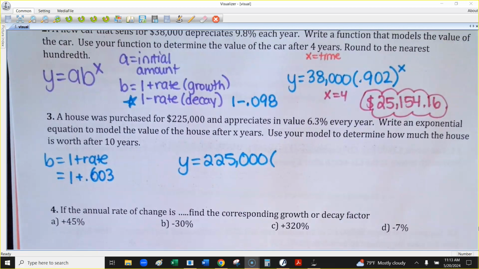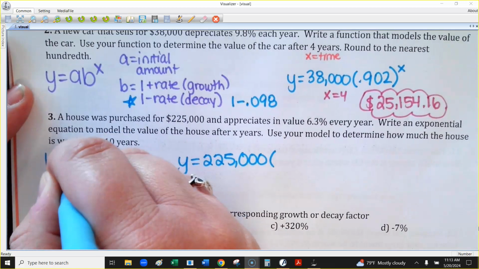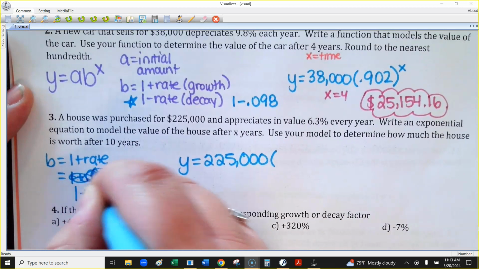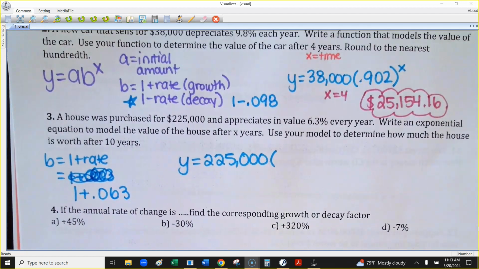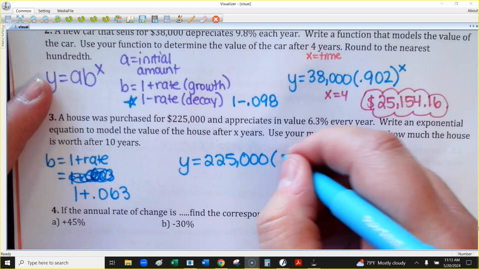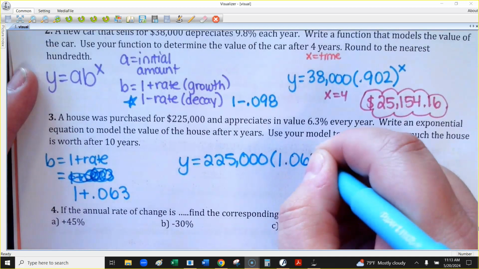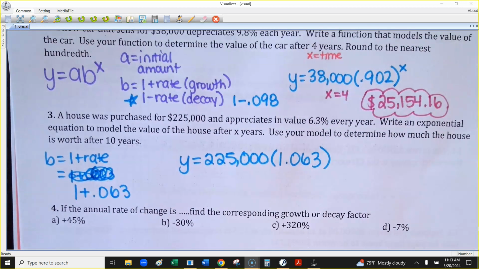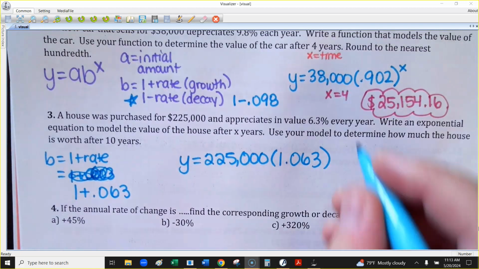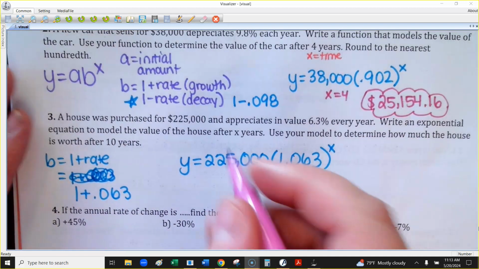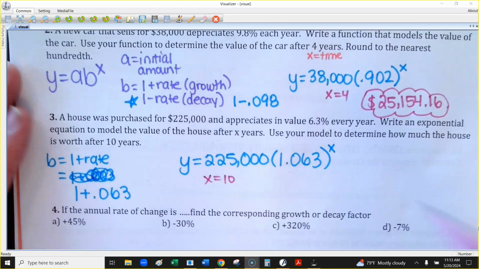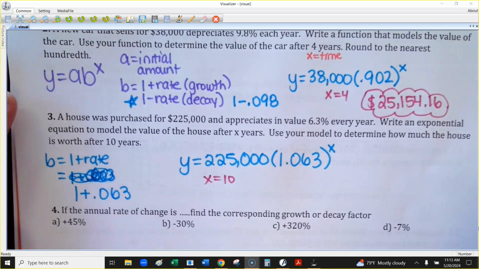So it's 1 plus, sorry, I just wrote that totally wrong. Okay, 0.063, my fault. I mixed the 0 and the 6 up. So this would be 1.063. That value in the parentheses, that's your b value. If that's bigger than 1, that's going to indicate to you that you have growth. And a general model would just have x as the exponent. This says how much is the house worth after 10 years. So you're just going to replace x with 10 to actually answer the question.